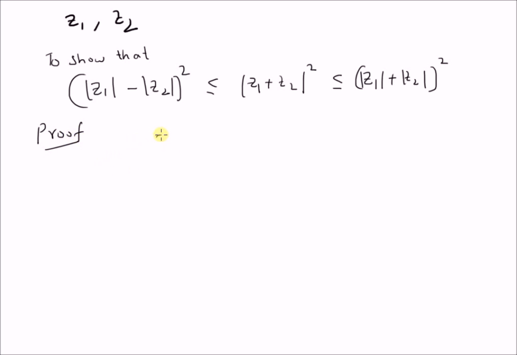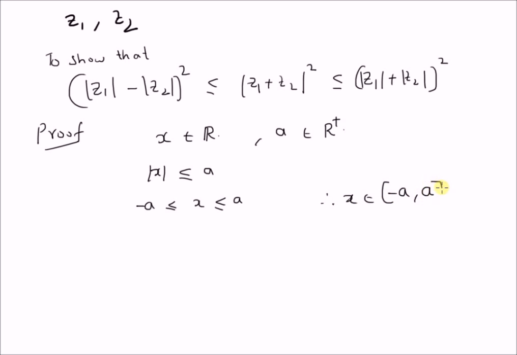Given a number x that belongs to the set of real numbers and a value a which belongs to the set of positive real numbers, then the inequality |x| ≤ a basically means that the value of x lies within the interval minus a to plus a. In other words, x belongs to the closed interval [-a, +a].